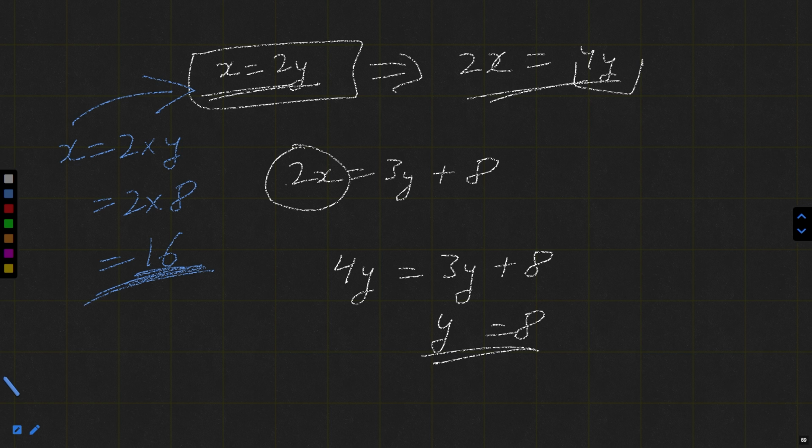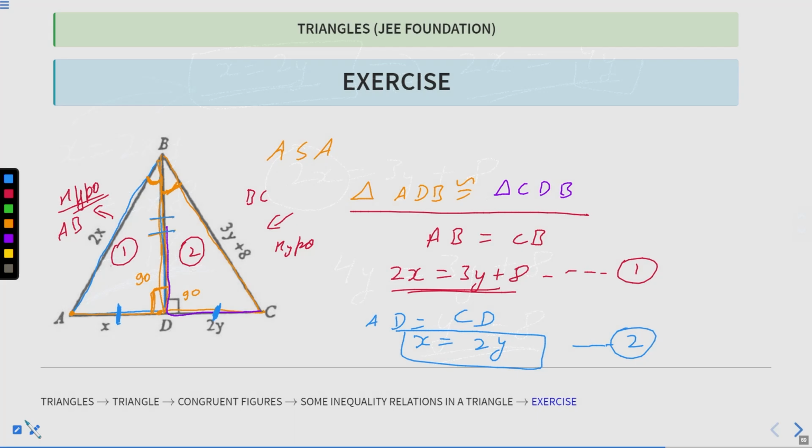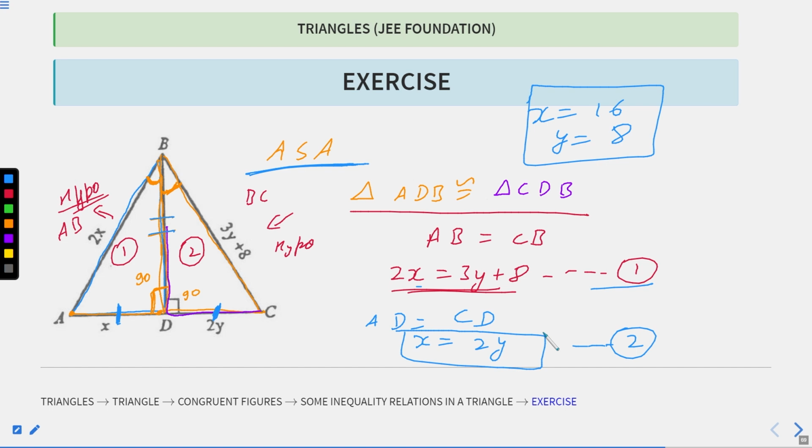I hope this clears the question. So from this you can easily say that the value for x is 16 and the value for y is 8. I hope you understood all of the concepts and the conditions for congruency, how we used them, why we used them, and how we solved these two equations. All these things polished your concepts on triangles and the theorems we previously studied.